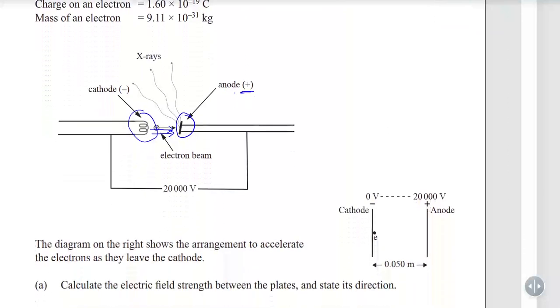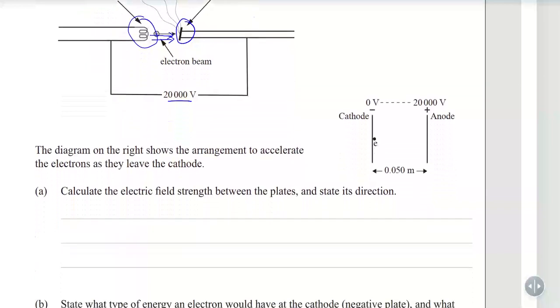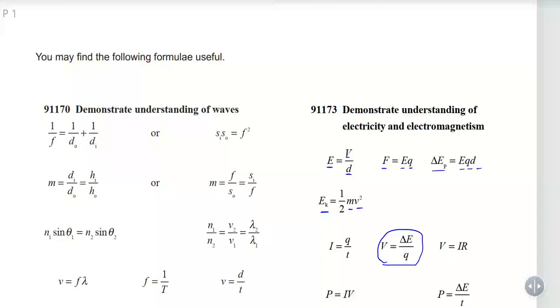You can see here we've got 20,000 volts between the cathode and the anode, so that's quite a big power supply. All this is done typically in a vacuum tube. The diagram on the right shows the arrangement to accelerate electrons as they leave. So this is just kind of thinking about this area here. The electron leaves the cathode and then it's going to accelerate across to the anode. Calculate the electric field strength between the plates and state its direction. So we need an equation. We've been given a distance and a voltage and asked for the electric field strength. So I think we're going to use this equation here.